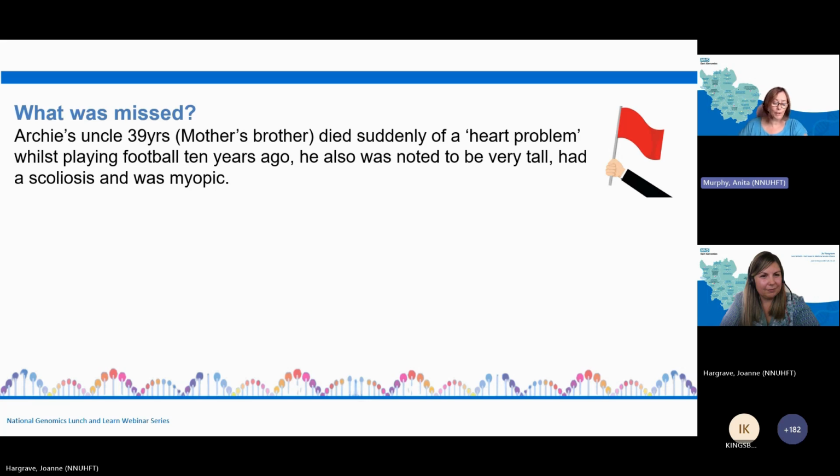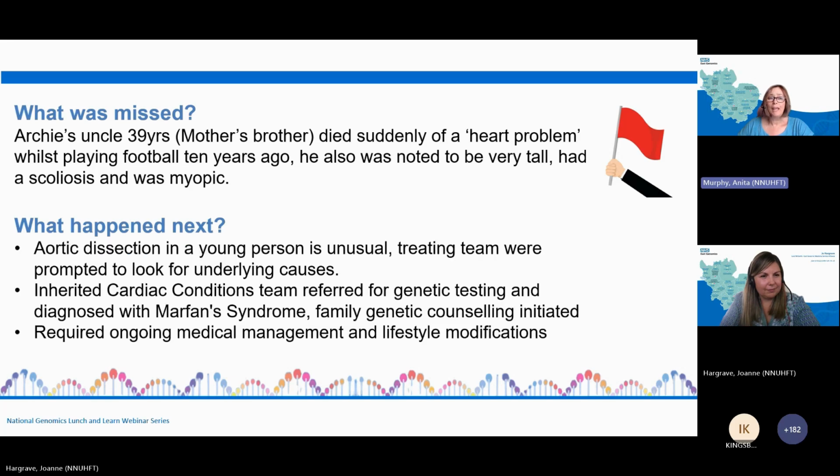Anecdotally, they mentioned that he was very tall, had scoliosis and was very myopic, or short-sighted. So what happened next? In reality, we know that aortic dissection in a young person, Archie at 22, is extremely unusual, and the treating team were prompted to look for an underlying cause. The inherited cardiac conditions team referred Archie for genetic testing, where he was diagnosed with Marfan syndrome.